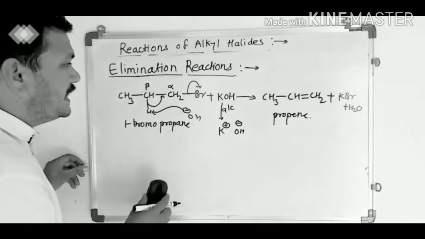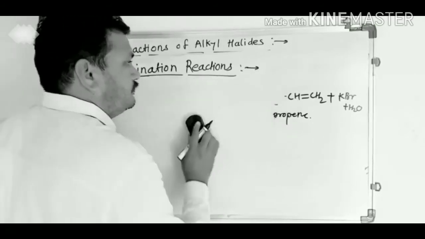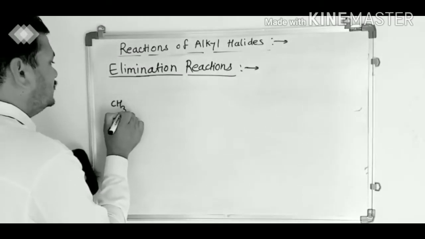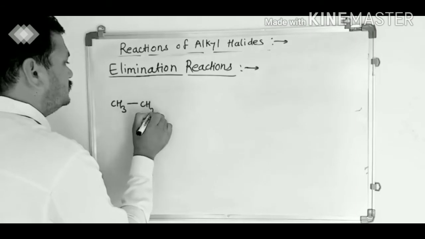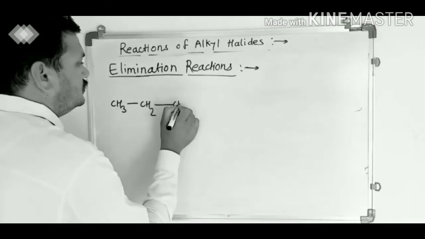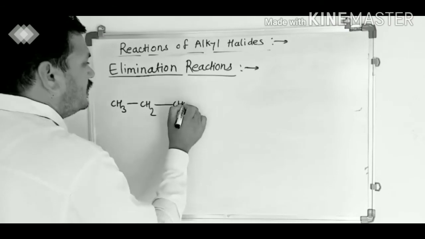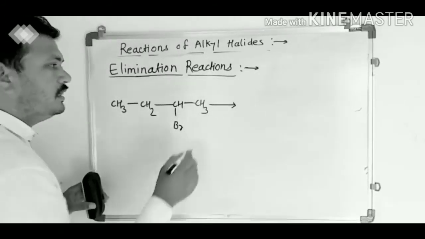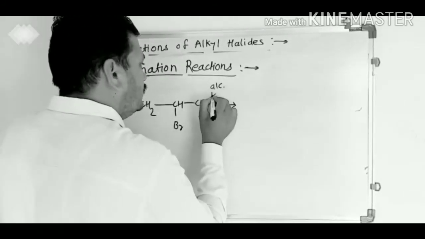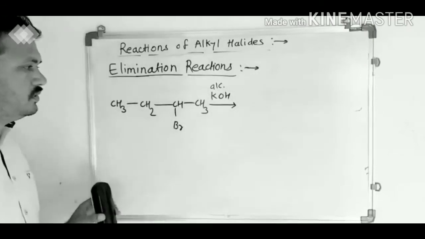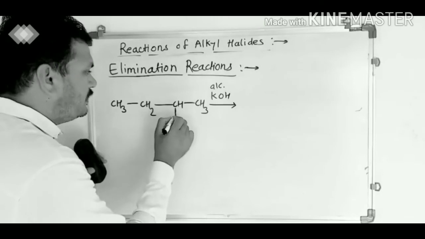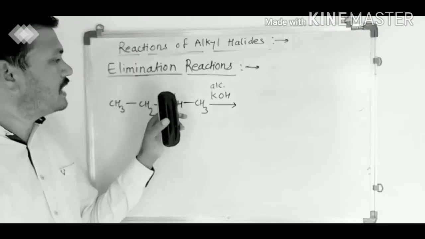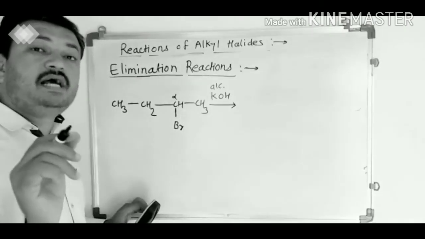Okay, now we will see the second example. CH3 CH2 CH Br CH3. Again it reacts with alcoholic KOH. Now the carbon atom attached to the bromine atom is known as alpha carbon atom, and the carbon atom attached to the alpha carbon atom is known as beta carbon.